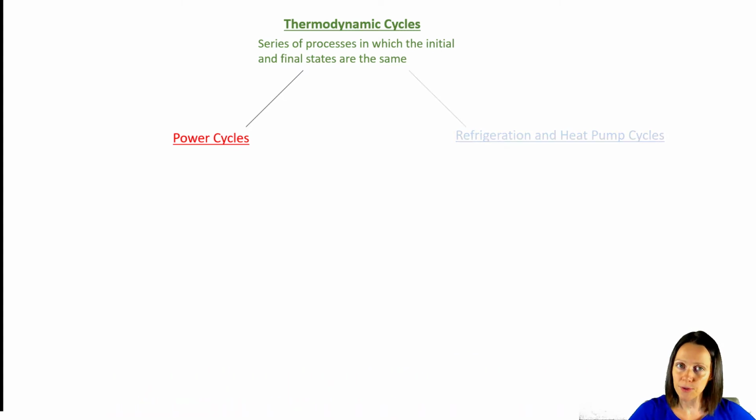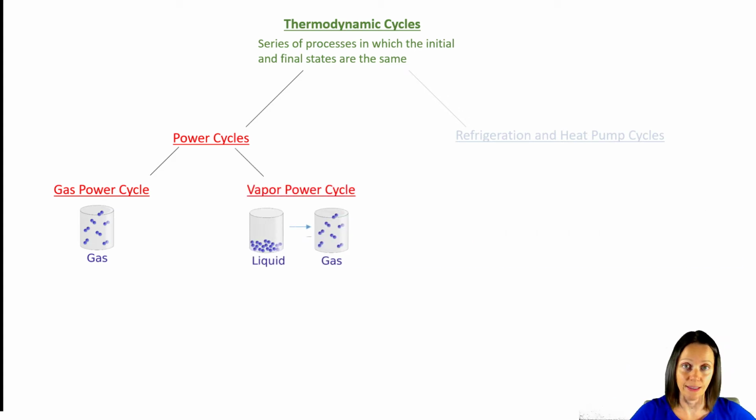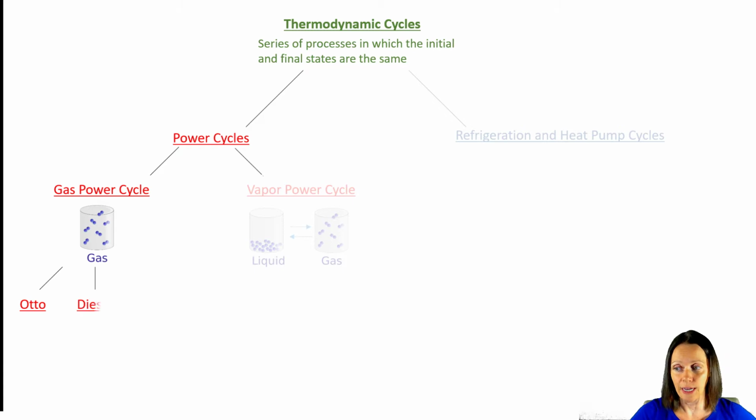So we'll talk about power cycles first, and we could divide that up depending on what the working fluid is doing, what phase it's in. If it stays in a gas phase, we call it a gas power cycle. If it goes between a gas phase and a liquid phase, then we call it a vapor power cycle. And we'll focus first on the gas power cycles. We'll talk about an Otto cycle, which is used to model a gasoline engine, a diesel cycle, and a Brayton cycle. And we'll talk about some different things that we can do to Brayton cycles to increase the thermal efficiency of those power cycles.